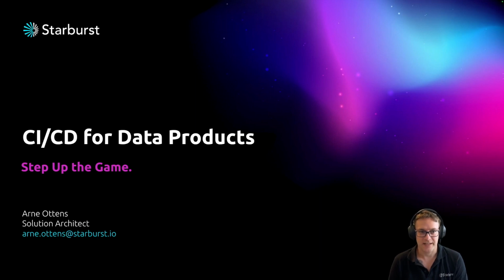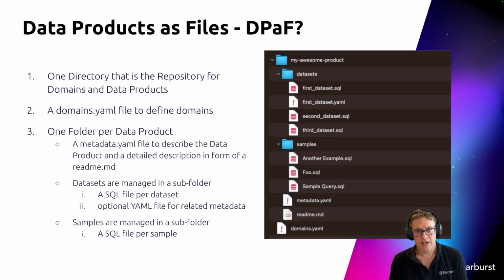But before we get there, how do we actually want to achieve managing data products in a version control system like Git? In order to do so, I came up with the notion of data products as files or the path. So essentially, you're separating out all the different concerns into their individual files. So metadata descriptions will be in a metadata YAML file. Your data product descriptions in Markdown will be in a README Markdown file. Your data sets will be in individual SQL files. The corresponding metadata will be in another YAML file.